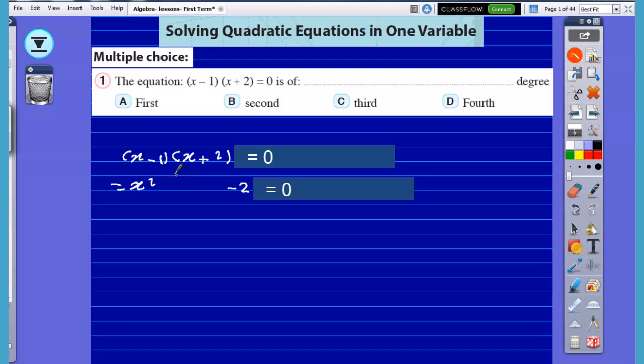The middle term, how do we get it? Multiplying the means, it will be negative x, plus the product of the extremes. So we have negative x plus 2x. The result will be positive x. Again, negative x plus 2x equals x. And here we have the greatest power is 2. So the equation is of second degree, and we will choose letter B.